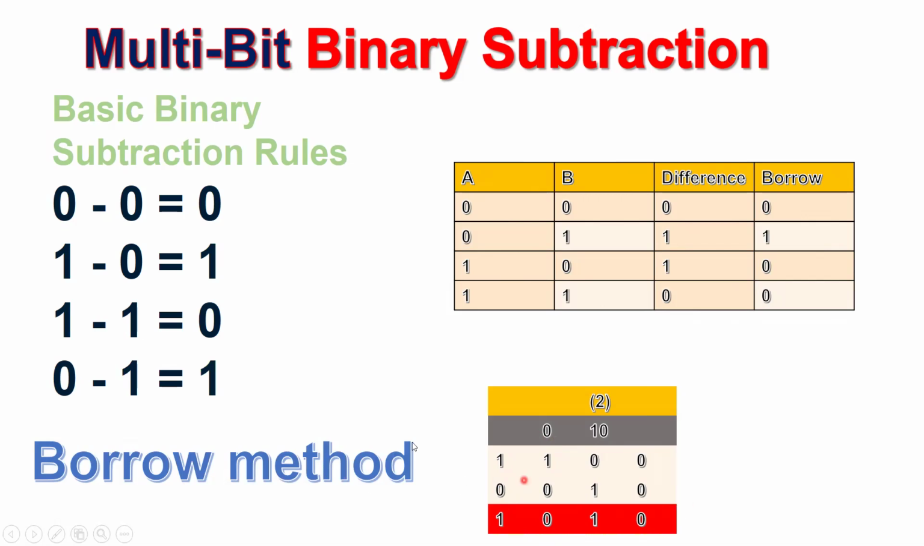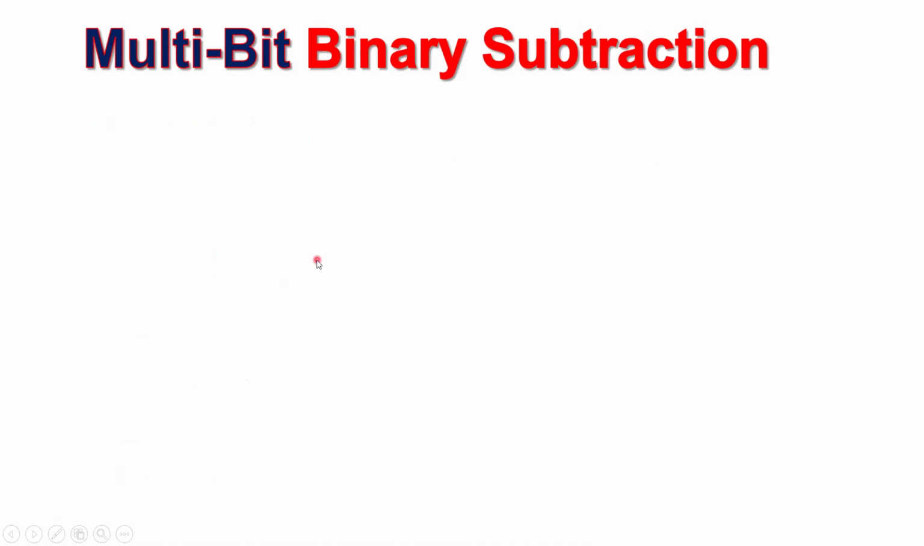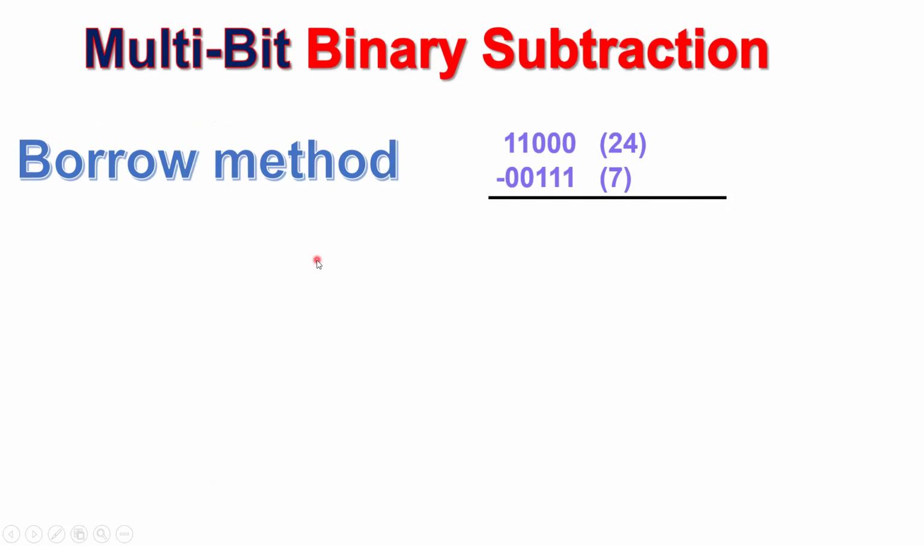So this is the borrow method in the form of rules, in the form of a table, in the form of an example. There is one more way we can understand how this subtraction is taking place by means of some tabular representation. So to understand that, let's have an example of this borrow method.